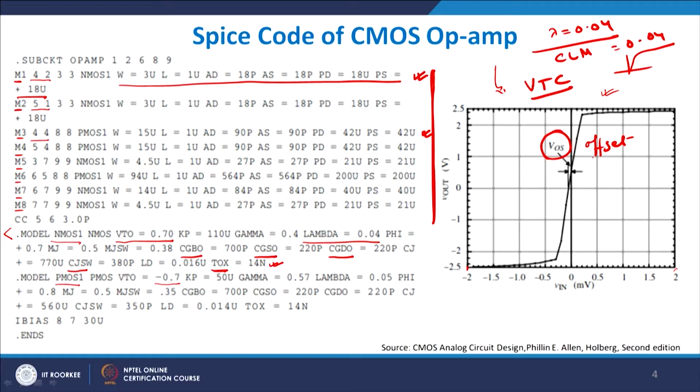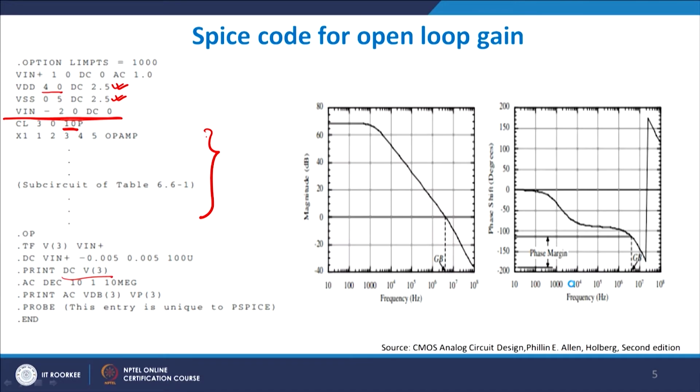VOS is basically the voltage offset corresponding to V in equals 0. What does this offset do? You have to subtract this offset later on in your system. If it is a positive offset, you need to subtract it from the output, and if it is a negative offset, you need to add it to the output to get the achievable signal.